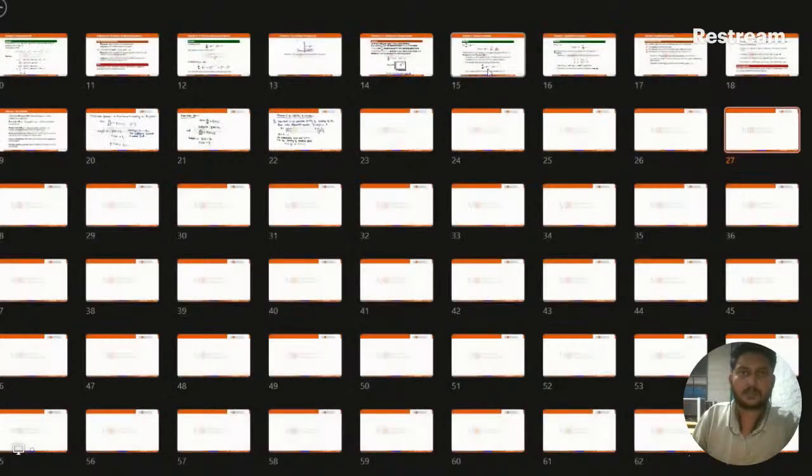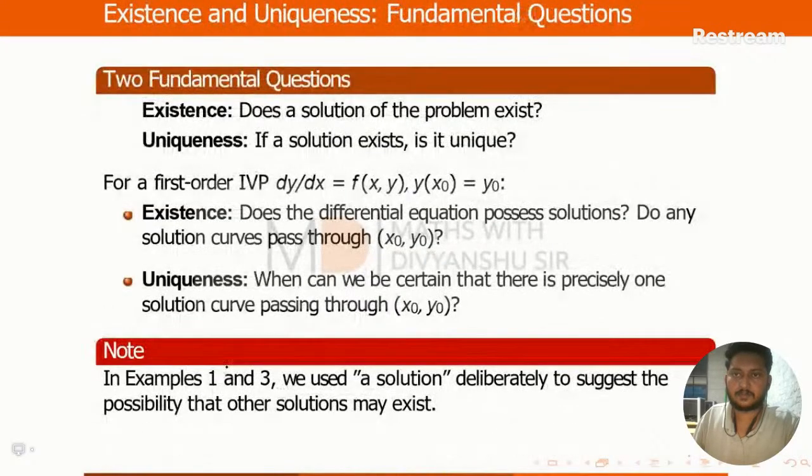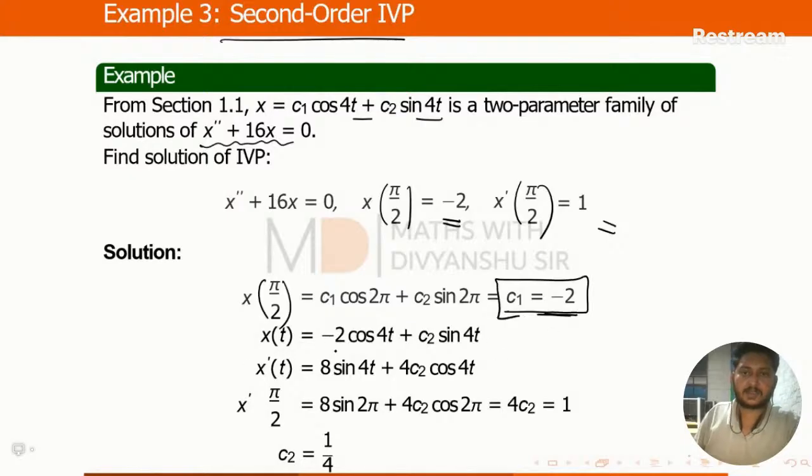Now in the next slide, in this problem is our theorem, an initial value problem, and in the same problem we discuss x double derivative plus 16x is equal to 0, x(pi/2) equal to minus 2 and x prime(pi/2) equal to 1. x(pi/2) is c1 cos 2 pi plus c2 sin 2 pi, so c1 is minus 2. x(t) is minus 2 cos 4t plus c2 sin 4t, and the first derivative is 8 sin 4t plus 4 c2 cos 4t.